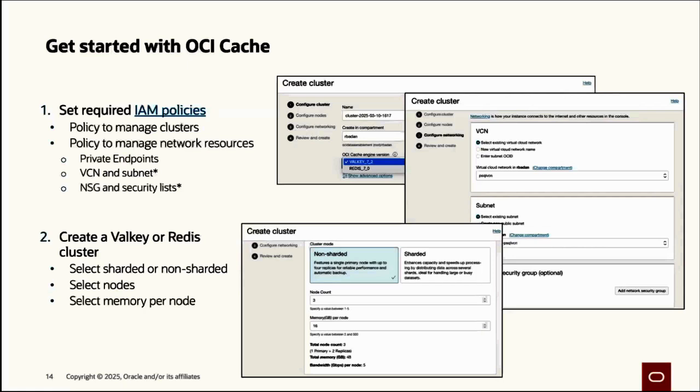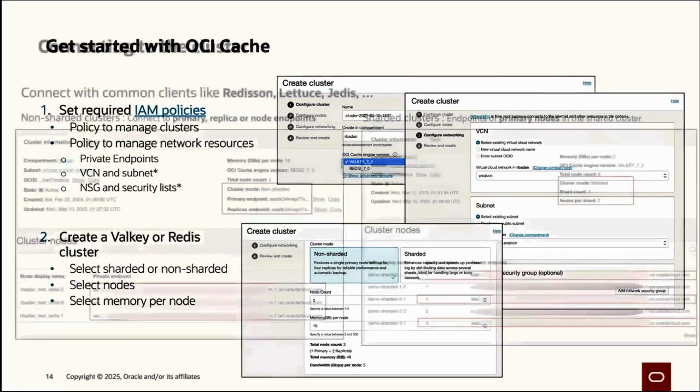Once you've set the policies, then your user would go to create a cluster. They would pick either Valkey or Redis, whichever one they want to set up the cluster with. They would choose if they want a sharded or non-sharded cluster. They would pick the nodes. The number of nodes would be your primary plus replicas. They would pick the memory within the node. And it's as simple as that. You hit create and your cluster gets created in a matter of minutes and you're ready to go.